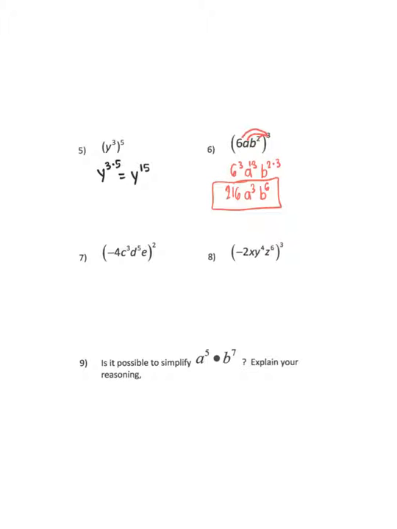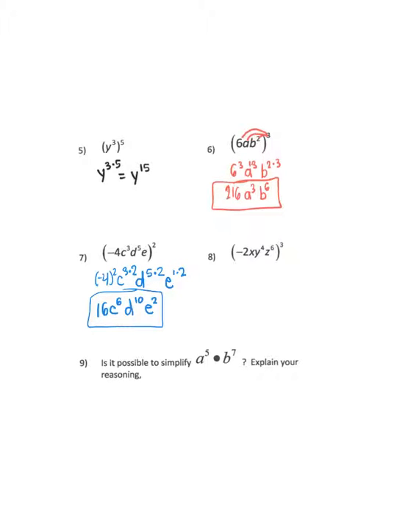Okay, let's look at number 7. Number 7, I'm squaring everything inside those parentheses. So I have my negative 4 squared, c to the third times 2, d to the 5th times 2, and e to the 1st times 2. Negative 4 squared, I get 16. Then I can multiply all my exponents together. 3 times 2 is 6, 5 times 2 is 10, and 1 times 2 is 2. This is my simplified answer.